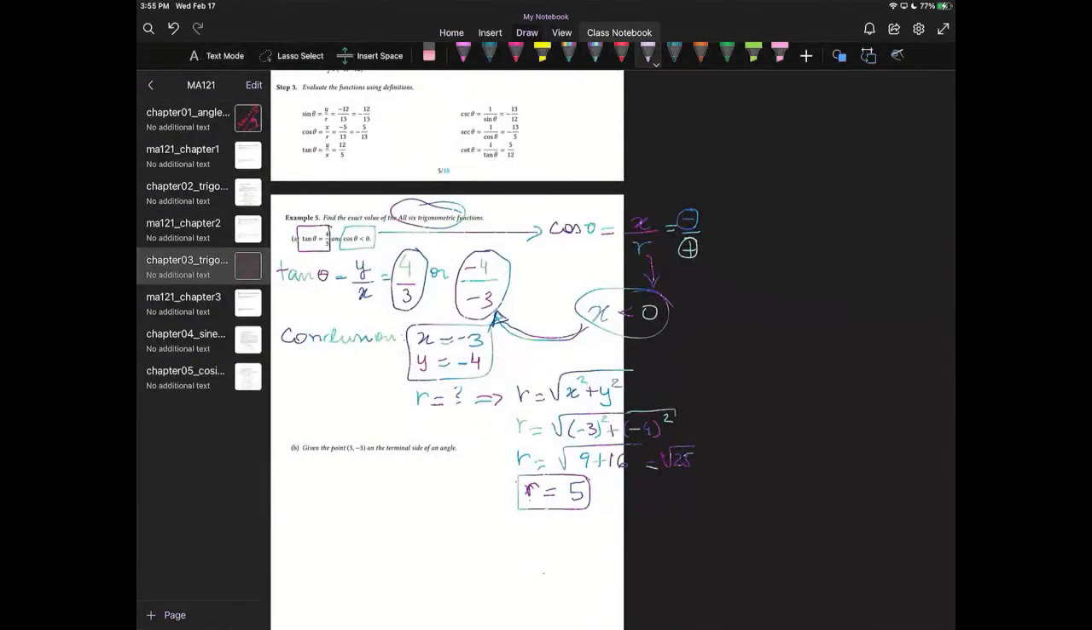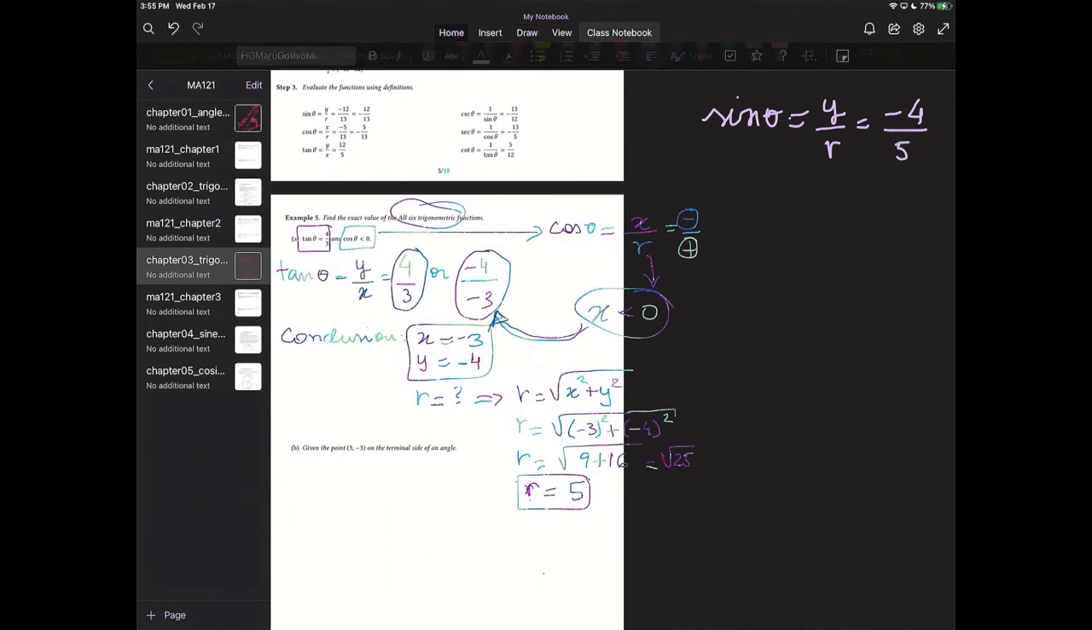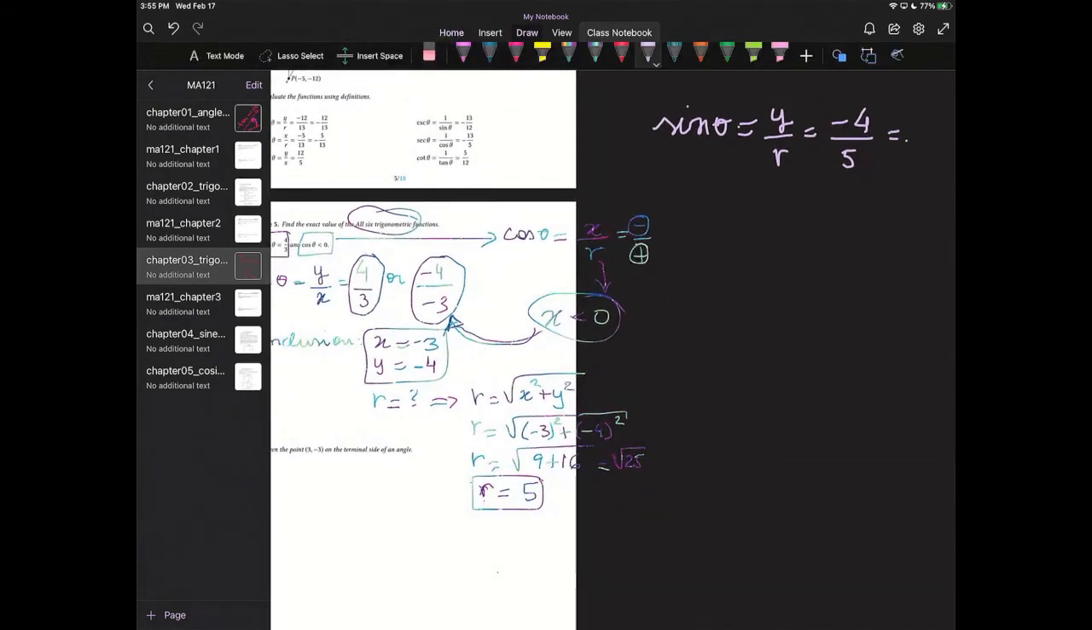Let's start with sine first. Sine of the angle is defined as y/r. Now we know that y is -4 and r is +5, so basically it's -4/5. So sine is negative. Cosine, which is x/r, the x value is -3. So we take -3 divided by 5. So this is -3/5.